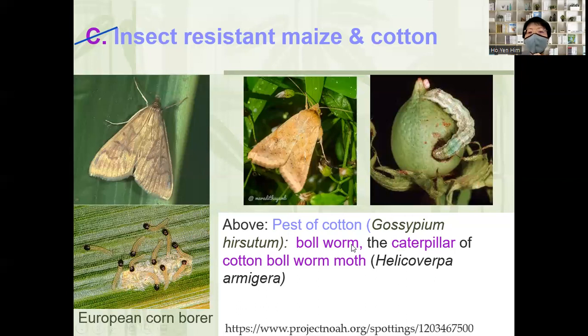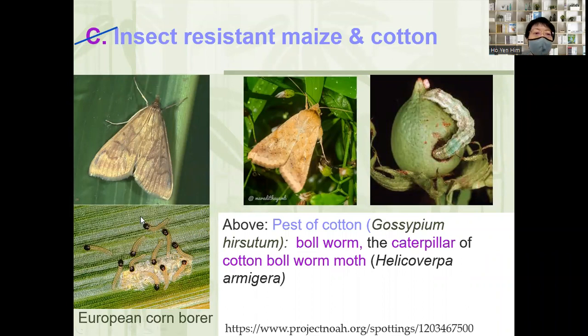Okay, so the bollworm is the caterpillar of the cotton bollworm moth. So it's actually the caterpillar of the moth. When they feed on the boll, you know that the yield becomes less because the fibers are eaten by the larva and cannot be used anymore. So it reduces the yield.